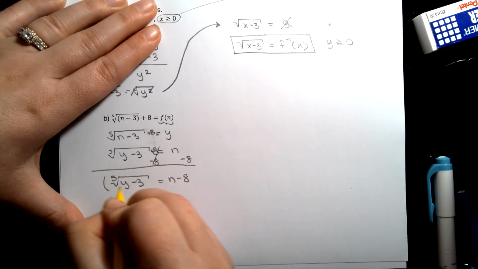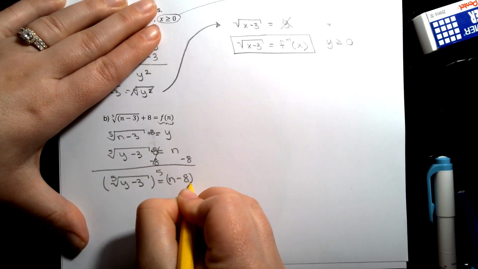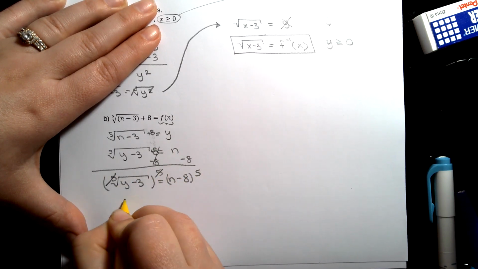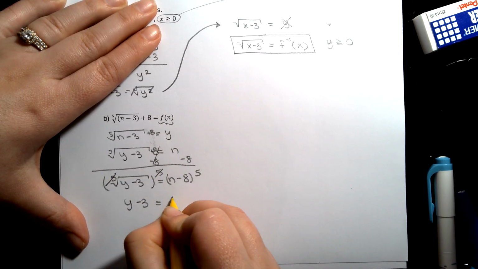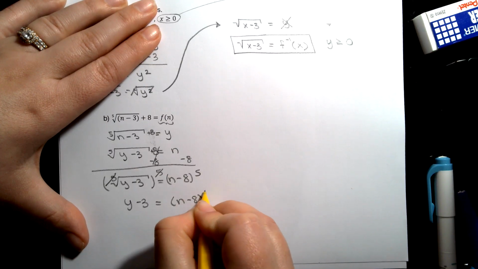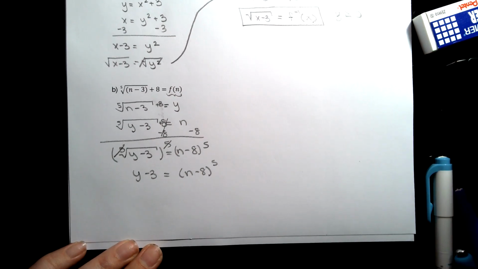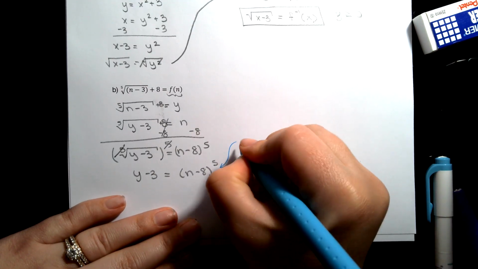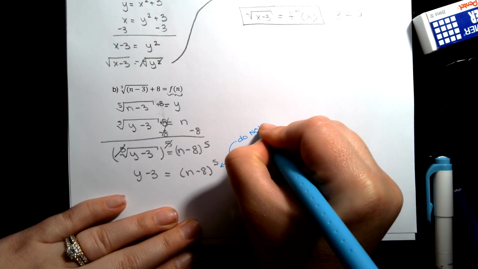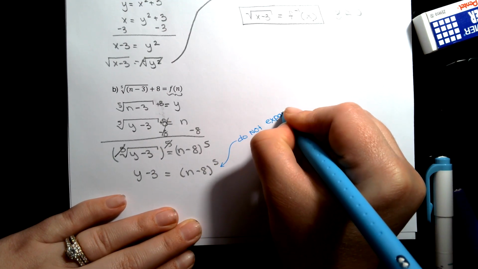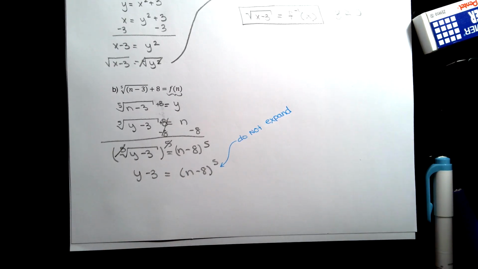And then I'm going to raise both sides by the fifth power. Now, the issue here, and yes, I have seen this in the past, I've had some individuals try to expand this. Do not expand this. Our goal is not to write this in polynomial form. Our goal is just to find its inverse. So please do not expand this.